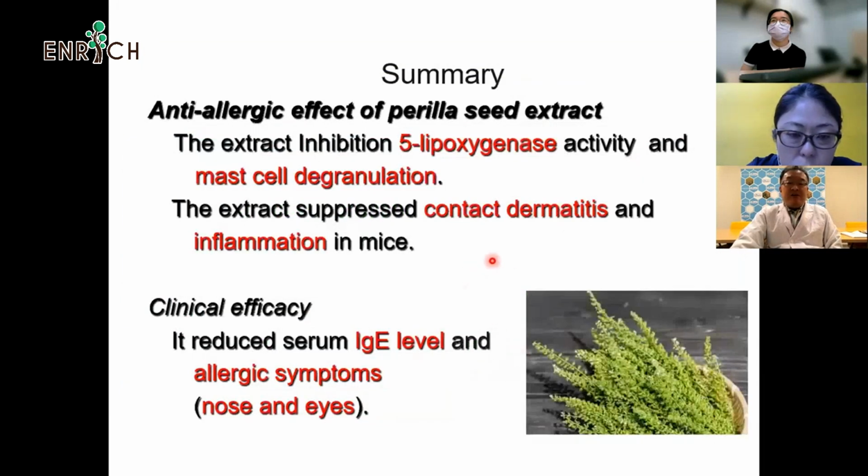This is a summary of efficacy of pear seed extract. Pear seed extract suppressed leukotriene synthesis and mast cell degranulation in type 1 allergy, and also it strongly suppressed contact dermatitis in type 4 allergy model. Also, clinically, pear seed extract suppressed serum IgE and allergic symptom scores.